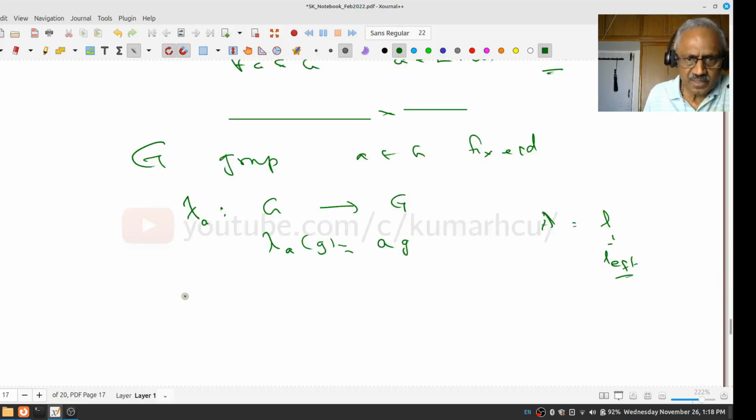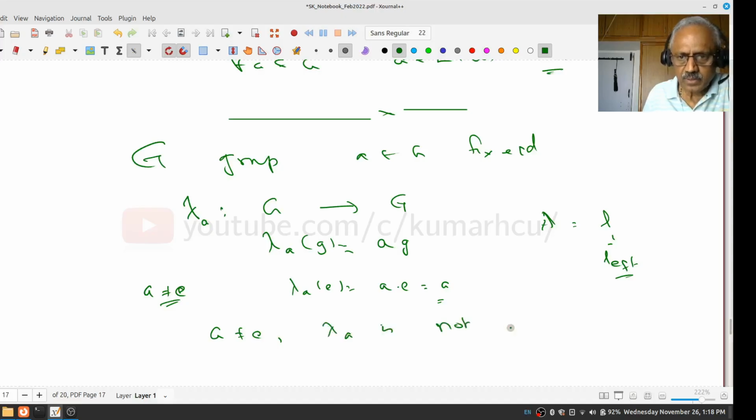This is never a homomorphism unless a is identity. If a is not identity, then it's never a homomorphism, because if it's a homomorphism, lambda_a of identity must be a times identity, which is a. But a is not identity. You understand that? Therefore, this is never a homomorphism. If a is not equal to identity, lambda_a is not a homomorphism.